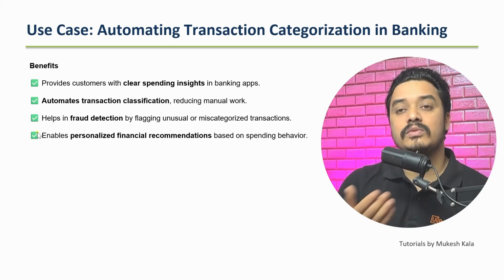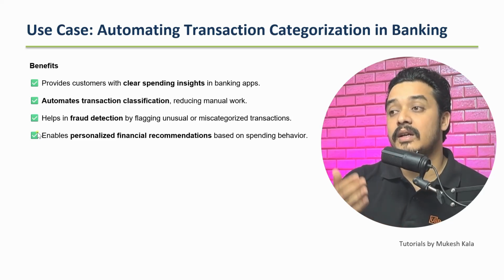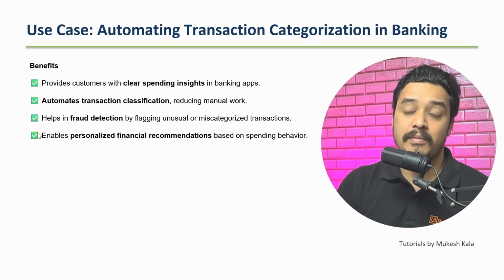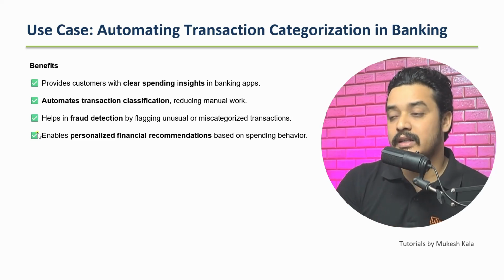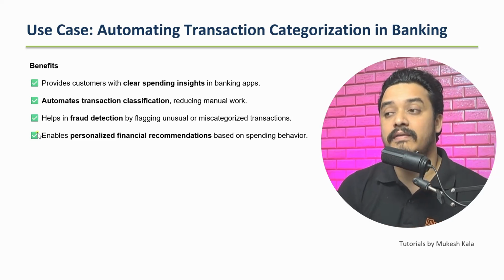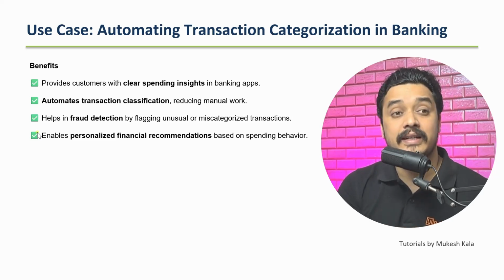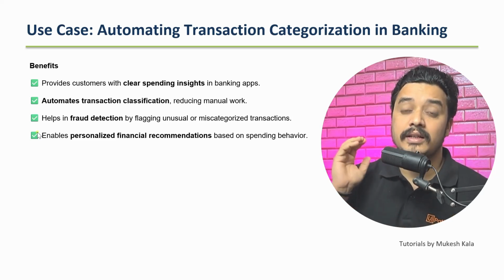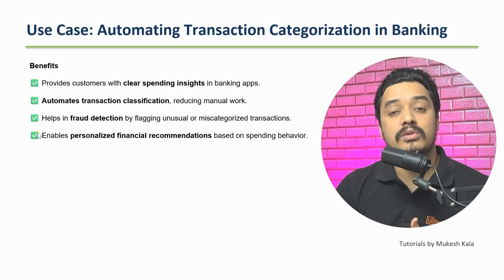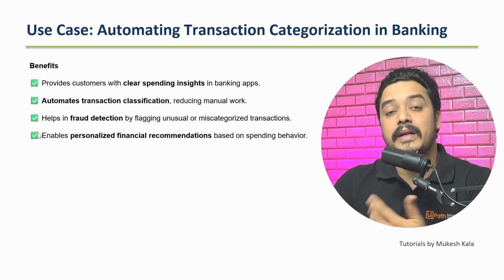For the customers, you would be able to provide them with better spending insights, right? Which category you have spent what amount. It would automate the transaction classification, reducing the manual work, and help in fraud detection by flagging unusual and miscategorized transactions. So for example, there is a category which you have not defined, so you can actually mark it as a fraud. It will also help the user to get a personalized recommendation depending on the spending behavior.